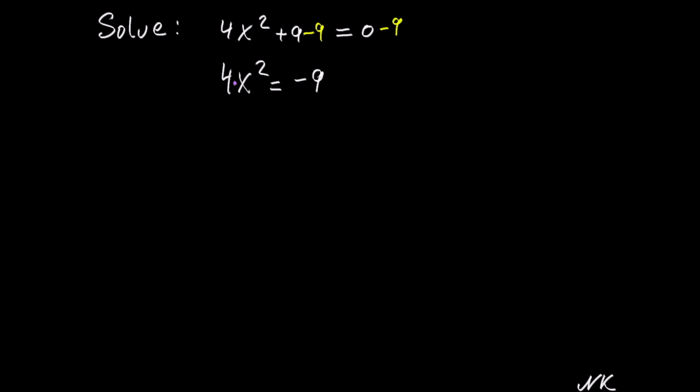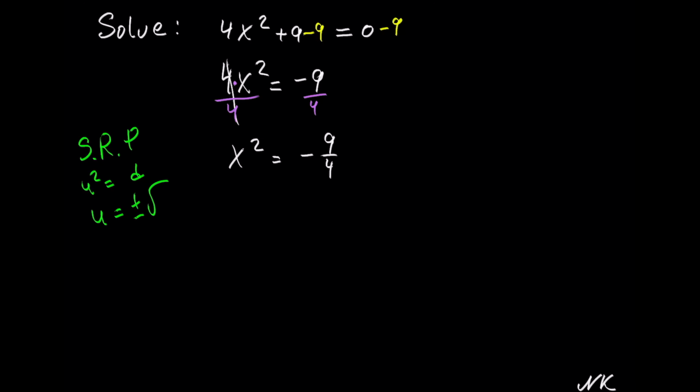Let's do an inverse of multiplying by 4 by dividing by 4 on both sides. 4 out of 4 cancel into 1 and we get x squared is equal to negative 9 out of 4. On this step, let's do square root property. If we have u to the second is equal to d, then u itself is equal to positive or negative square root of d. So if we have x squared is equal to negative 9 out of 4, x itself will be equal to positive or negative square root of negative 9 out of 4.